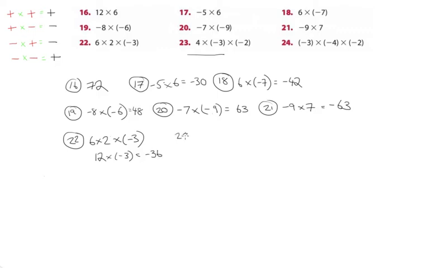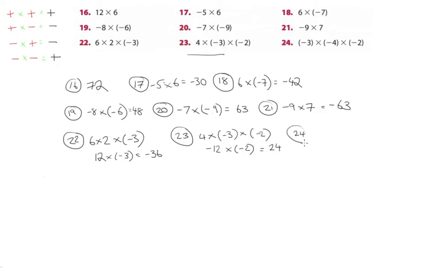And then we have 23. And 23 is 4 multiplied by minus 3 multiplied by minus 2. So we can do it either way. We can multiply these two first, or we can multiply these two first. So 4 multiplied by minus 3, that's minus 12, and then that's multiplied by the minus 2. Minus by minus equals a plus. So we have 24.